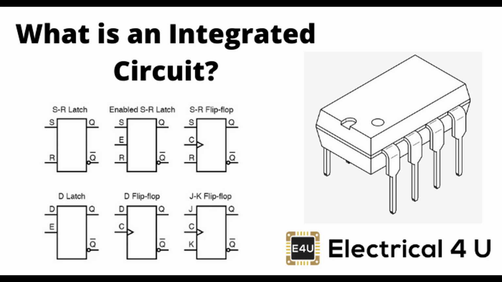Truth table: A, B, A NAND B. 0, 0, 1. 0, 1, 1. 1, 0, 1. 1, 1, 0.